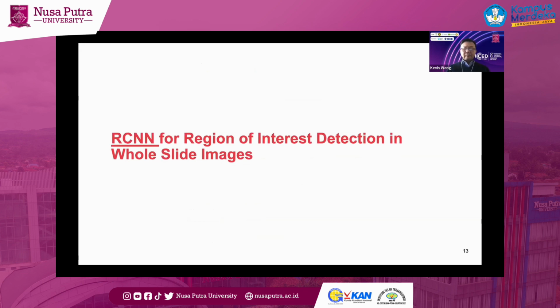So first of all, we look at the first problem of doing the region of interest detection. Over here, we have used the RCNN. RCNN is one of the popular deep learning techniques that can identify the region of interest. So we use that on whole slide images, and we want to see, if we put it into clinical practice, how does that look?